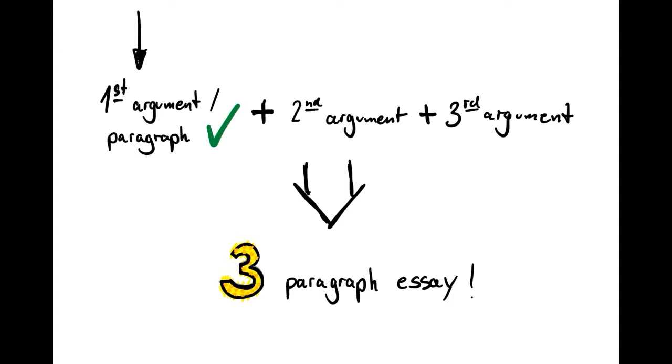Just remember that the last argument you're using should be the one that shows your opinion, and it should be the strongest argument. So in the conclusion, you can then give the reader your opinion or give an outlook, as we've said in the last video.